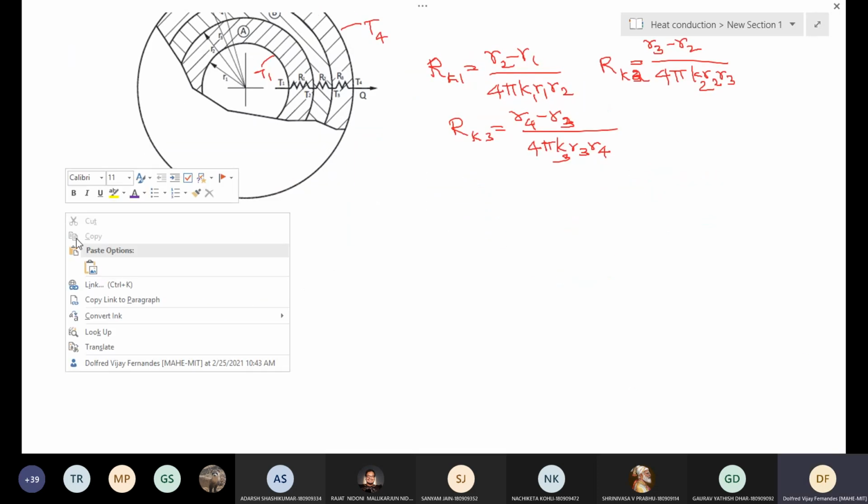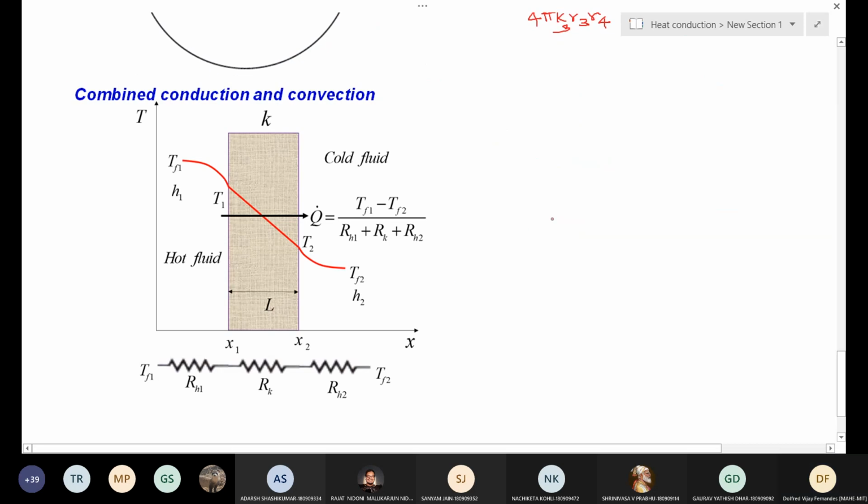Another important topic is combined conduction and convection heat transfer. Combined conduction and convection. So what is this actually? Till now we never took these two together. I just defined the temperature of the wall on the left side and the right side, or in between the layers, and we derived the equation. But how can we heat the wall to a temperature T1?